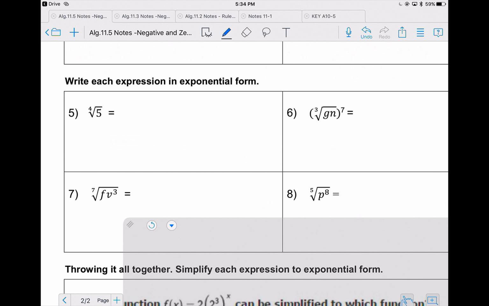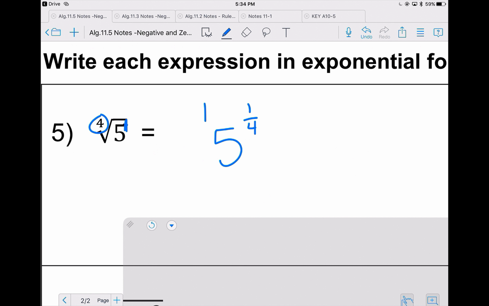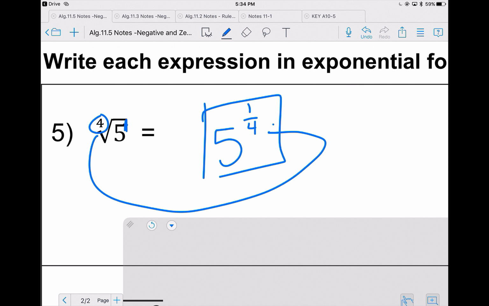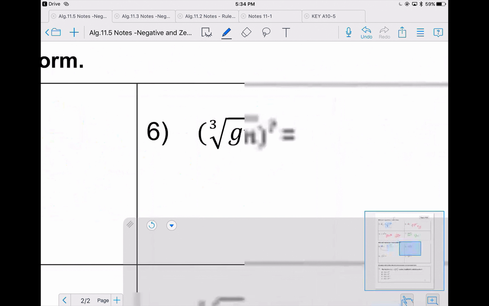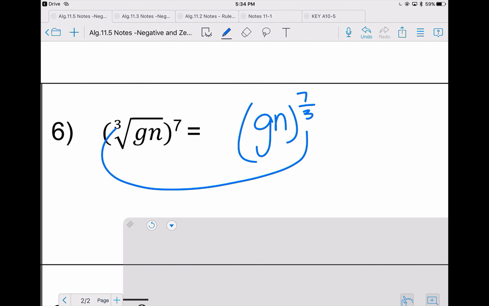On these, we're going back the other way, so whatever is on the outside becomes the bottom of my fraction. What you can do is take your radicand that's under the square root and write that, and then just put it over the outside power. So take that 4 and put it here, and all you're doing is rewriting what's under the square root, getting rid of the square root, and putting what's outside the square root as the bottom of your fraction. So gn to the 7th, writing what's on the outside of your square root on the bottom.